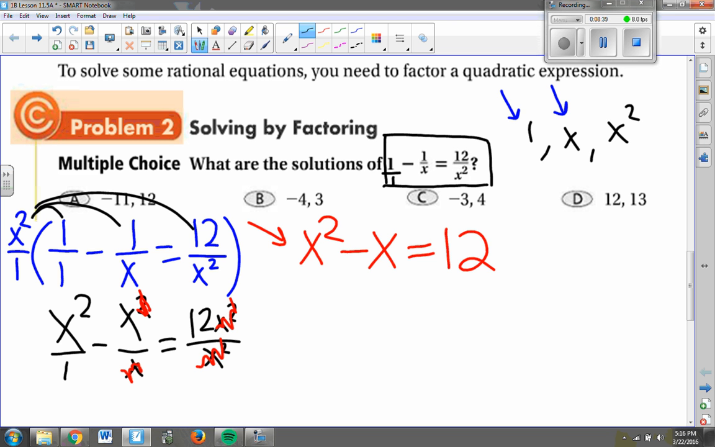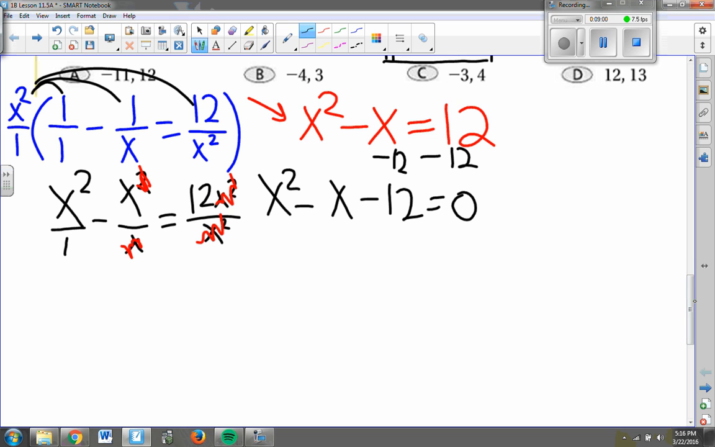But the first thing that we need to do here is get all of this equal to 0 because we want to solve for x. When we want to solve a quadratic, we need it to equal 0, so I will take 12 away from both sides and end up with x squared minus x minus 12 equals 0. Okay, now I'm going to look for two numbers that I can put into my factors that multiply to give me negative 12, add up to give me a negative 1x.